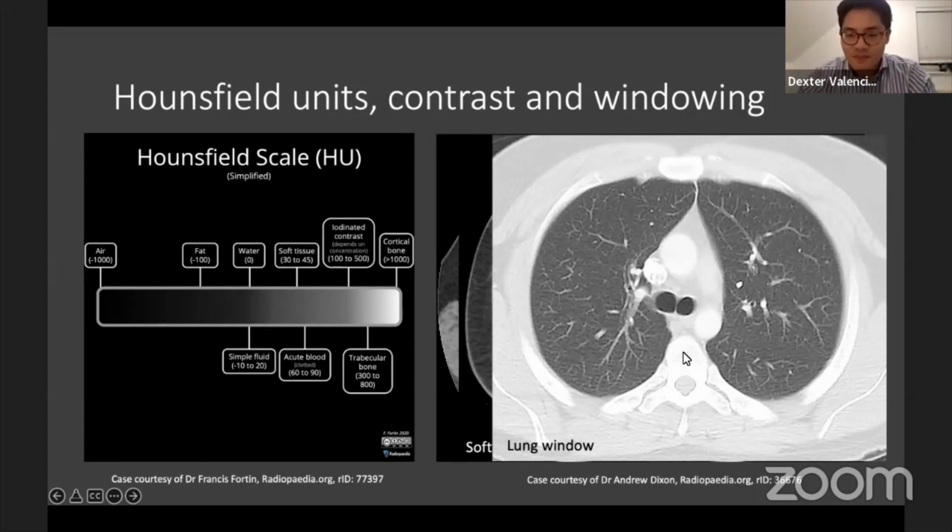Filling in the lungs. Here we can start to see these gas-filled structures, this on the right and this on the left. These are going to be air-filled structures which are central. So we know from our anatomy this is probably going to be the right main bronchus and the left main bronchus.